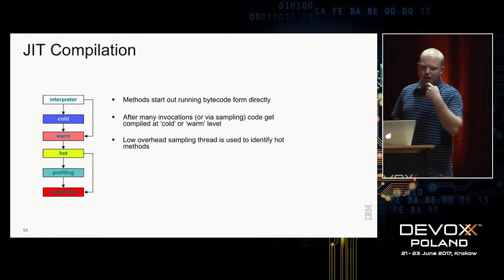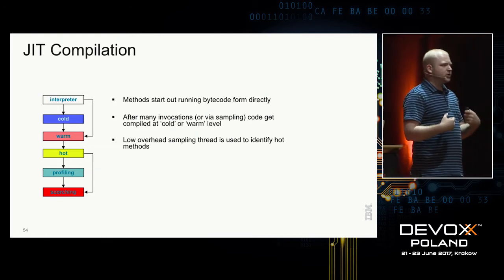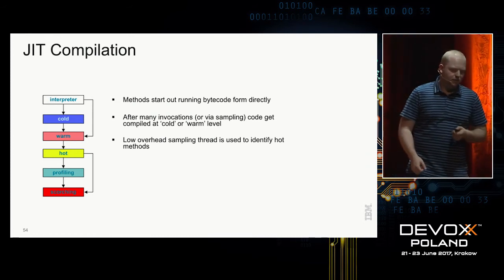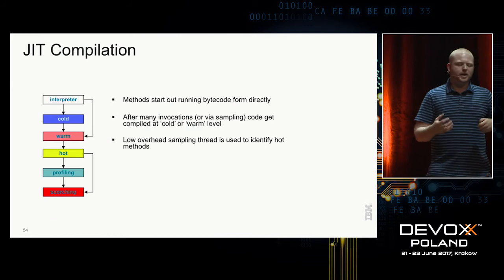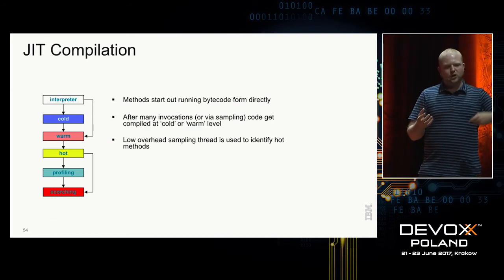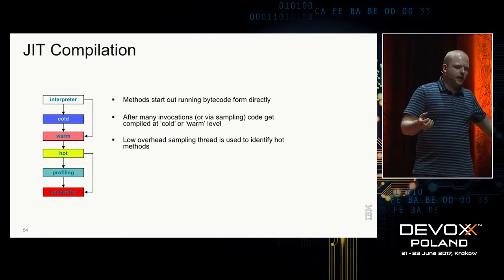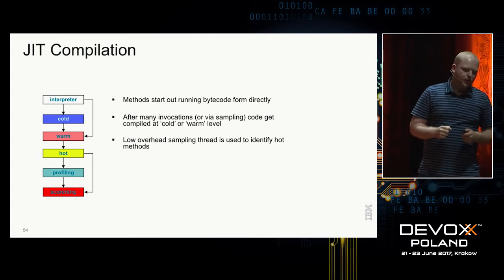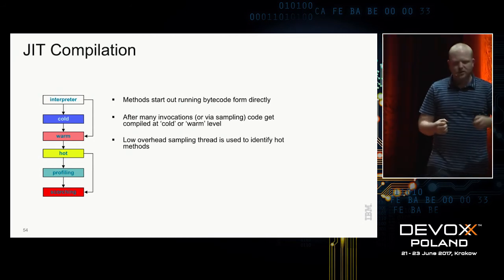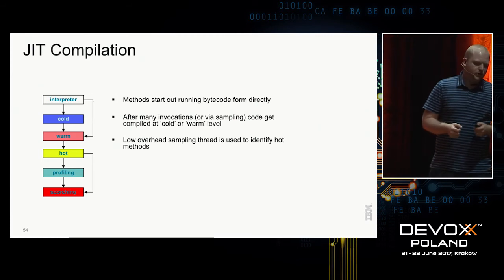And then after that, we keep sampling to try to figure out which methods should make it to the next level, the hot level. And when we find those methods, we can keep running the code we already have available, compile hot level in the background, and once it's ready, we replace the method in the runtime, and we can then start running more optimized code.